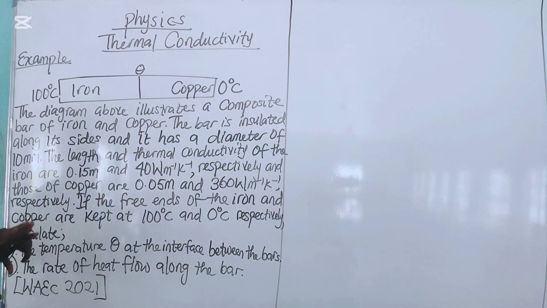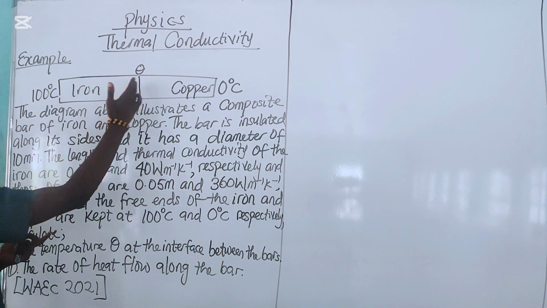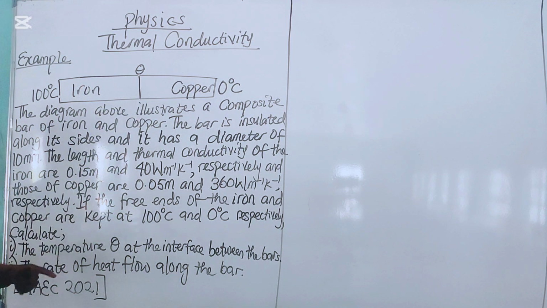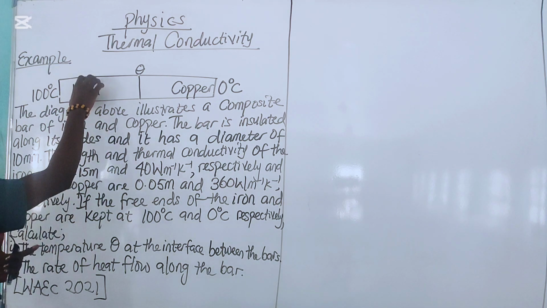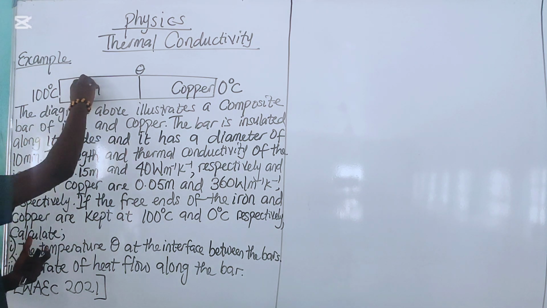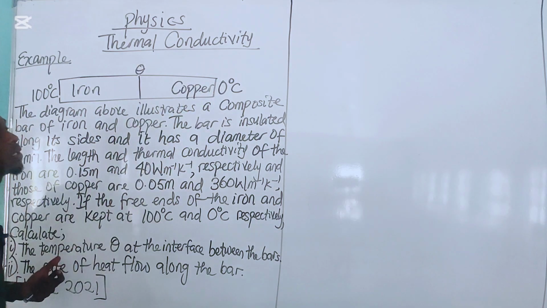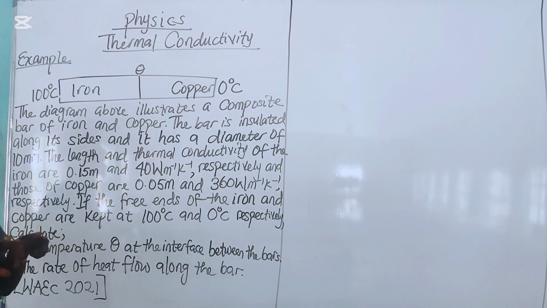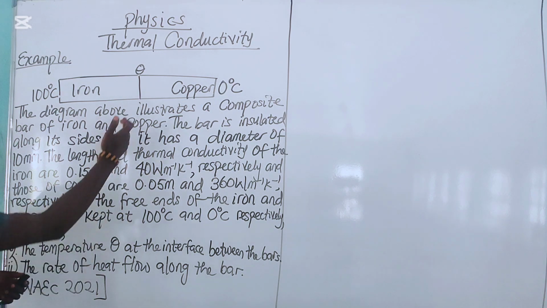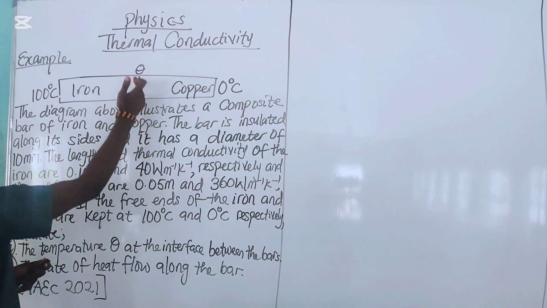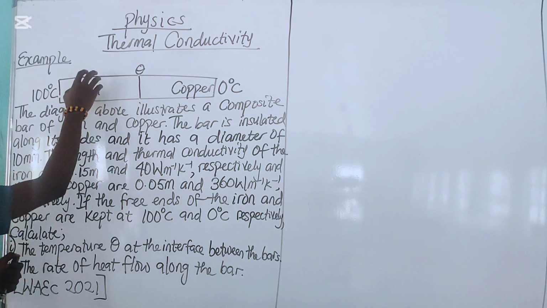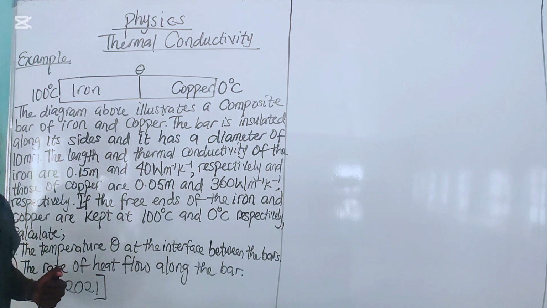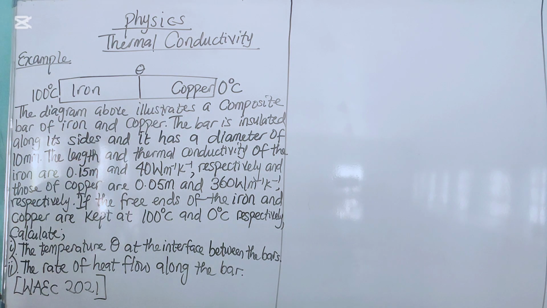But it's going to reach a time whereby the two metals will be at a thermal equilibrium, meaning that the quantity of heat that is in the iron bar is going to be the same as the quantity of heat that will be in the copper bar. So at that point, we say that the two bodies have attained a thermal equilibrium. At the interface, it is expected that the quantity of heat in the iron will be the quantity of heat in the copper material. Okay, so let's dive into the example.